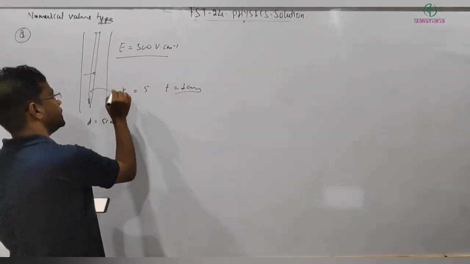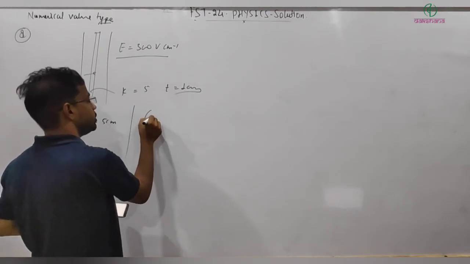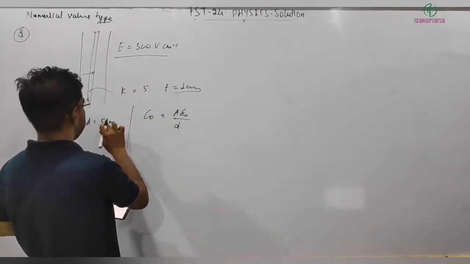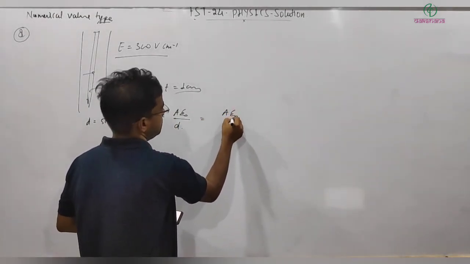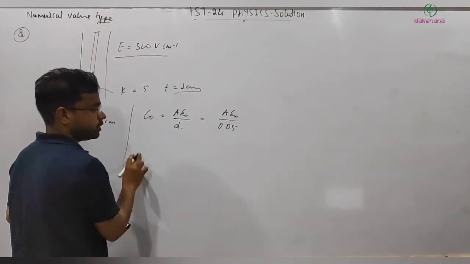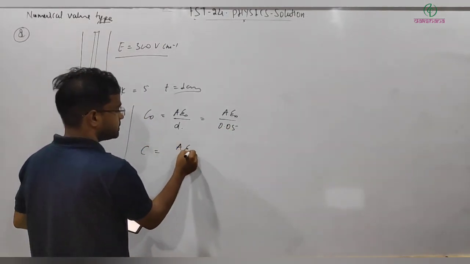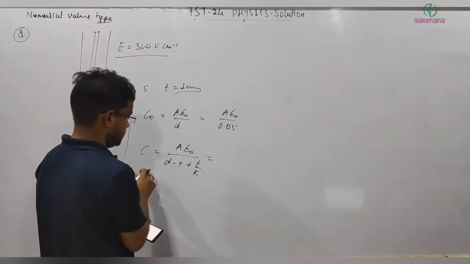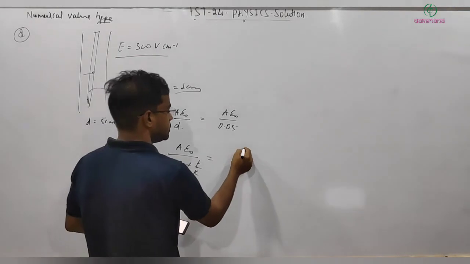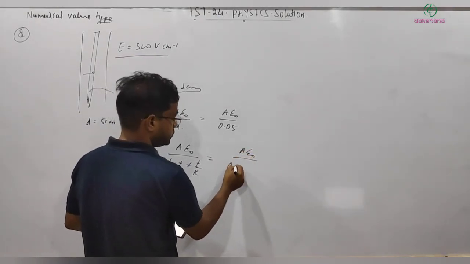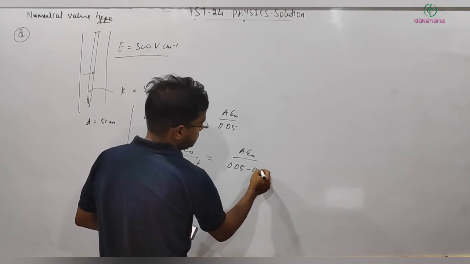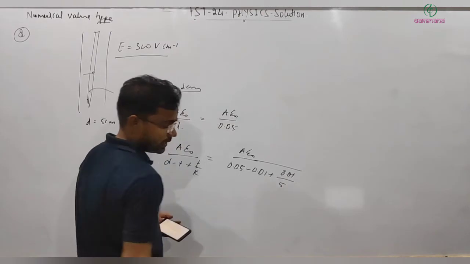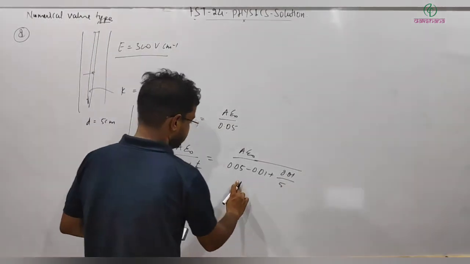So first thing is if I take area A, then I can write C naught is equal to A epsilon naught divided by d. And d is given as 5 centimeters, so it can be written A epsilon naught over 0.05. This is C naught. C will be equal to what? A epsilon naught divided by d minus t plus t by K. So let me just check how much my C has become. It's A epsilon naught divided by 0.05 minus 0.01 plus 0.01 divided by K, which is equal to 5, right? Then we can simplify it.